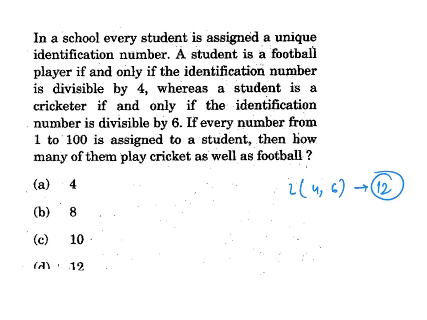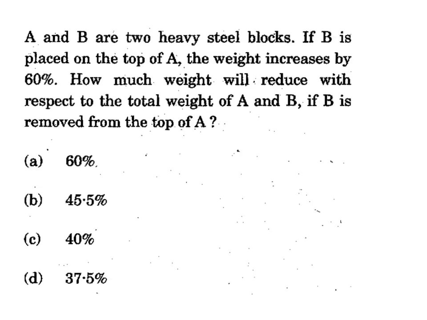So how many multiples of 12 are there less than 100? 96 is the last multiple of 12 within 100. That is 12 eights are 96. So there are 8 multiples, which means 8 numbers or 8 students who are divisible by 4 and 6. Therefore, there are 8 members who play football as well as cricket. Answer is 8.